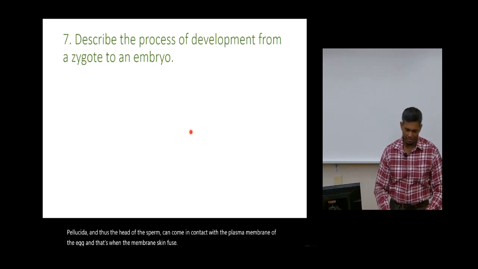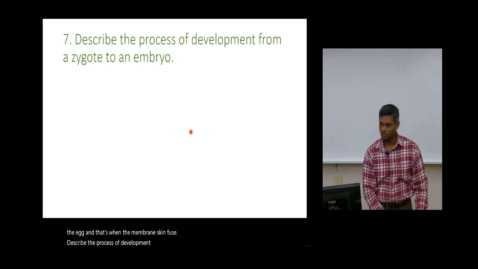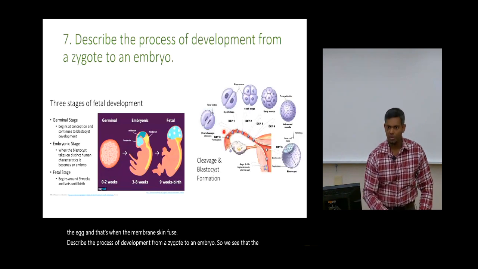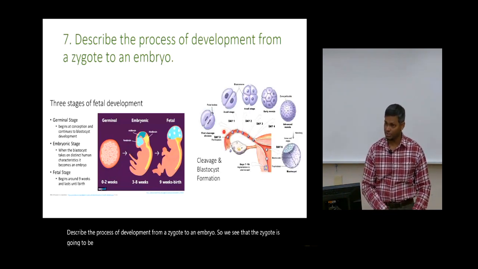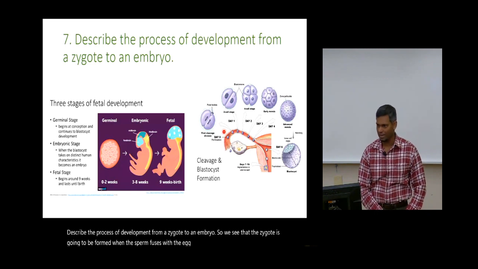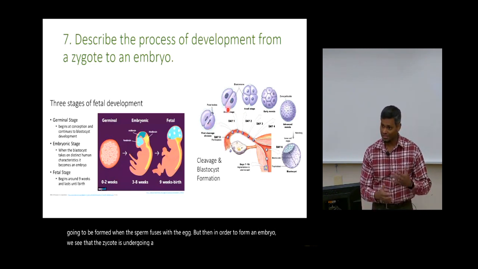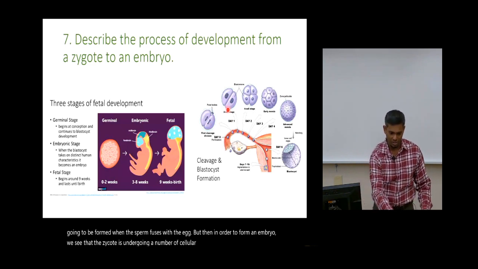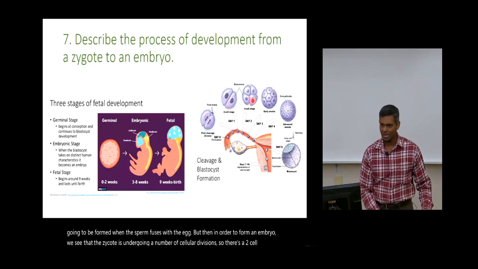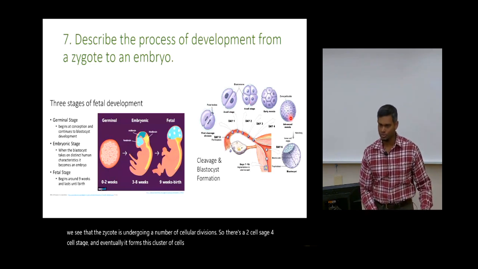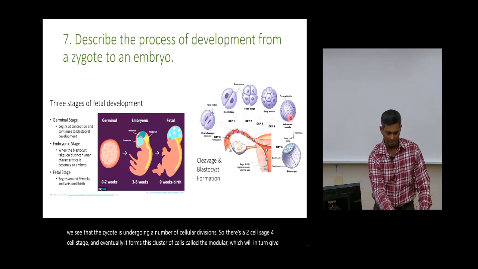Describe the process of development from a zygote to an embryo. So we see that the zygote is going to be formed when the sperm fuses with the egg, but then in order to form an embryo, the zygote undergoes a number of cellular divisions. So there's a 2-cell stage, 4-cell stage, and eventually it forms this cluster of cells called the morula, which will in turn give rise to the blastocyst.